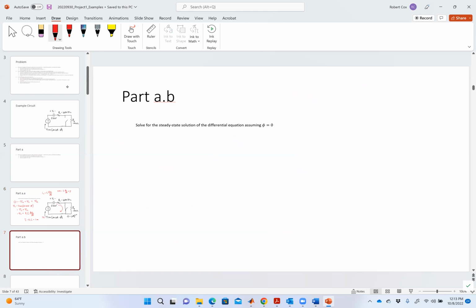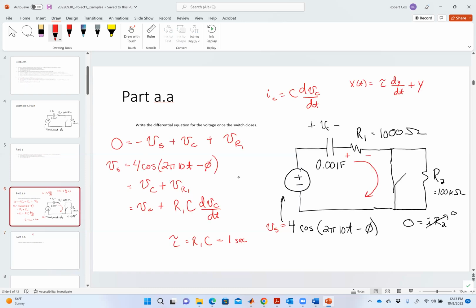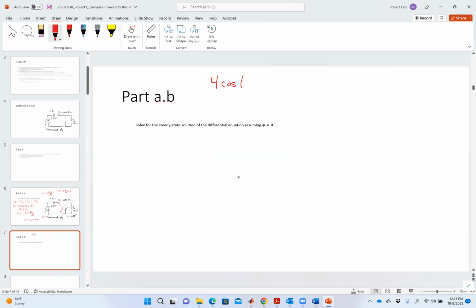So let's look at part A dot B. Solve for the steady state solution of the differential equation, assuming phi equals 0. So what we had was 4 cosine(2 pi t minus 0 degrees) equals V sub C plus tau dVc/dt, where I could plug in the fact that tau in this case is 1 second. Actually, I'm going to leave the tau in there for now. Okay. All right. So how do we get the steady state solution for this? Well, we know that if I have a cosine as my input, I have a cosine as my output.